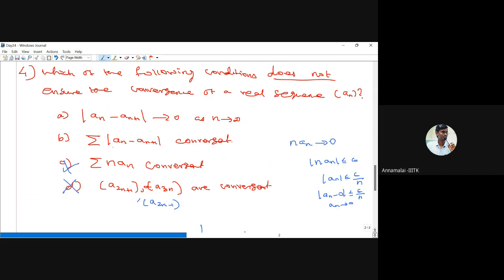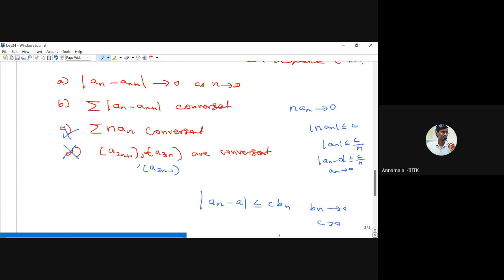Similarly, we can work for the second. Suppose this series is convergent, then the nth term converges to 0, otherwise the partial sum is bounded. Therefore, from this we can say that an is convergent. But if modulus of an minus an plus 1 converges to 0, from this we cannot say an is convergent.